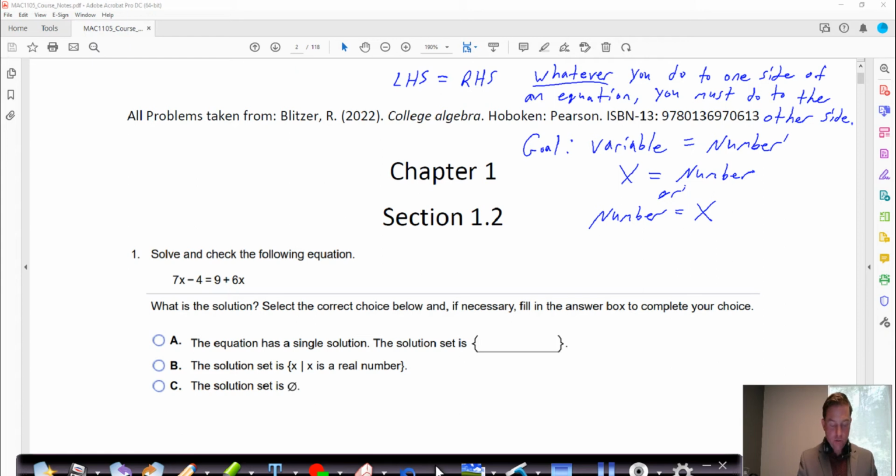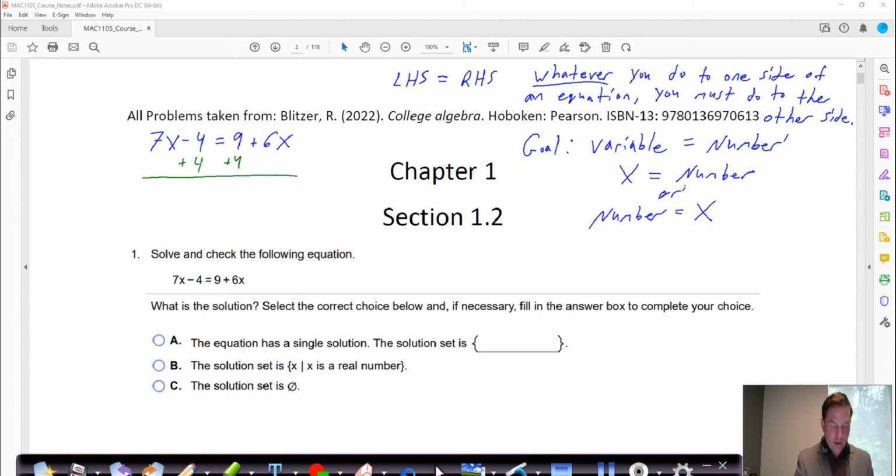So let's start with the first one. It says 7x minus 4 equals 9 plus 6x. Now I'm going to write this up here a little bigger so we can see it. 7x minus 4 equals 9 plus 6x. Now I tend to like to have my variable on the left side. So I'm gonna work on the left side. I'm gonna say I don't like that 4 there. I don't want that 4 next to that x. So to get rid of a minus 4, I'm going to add 4.